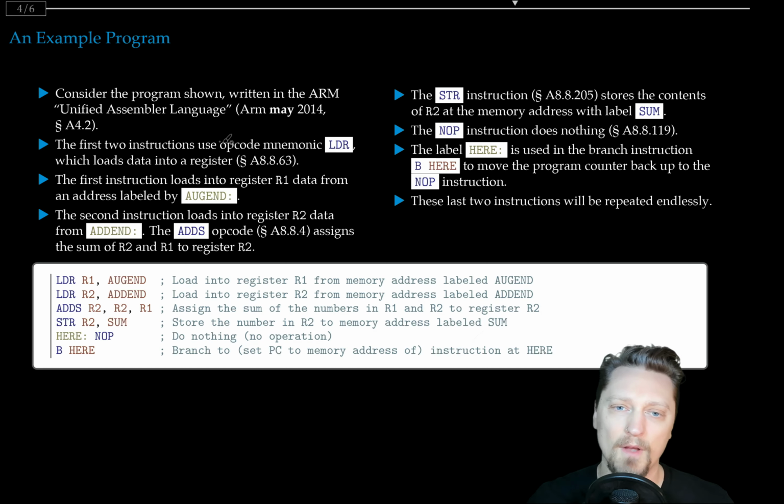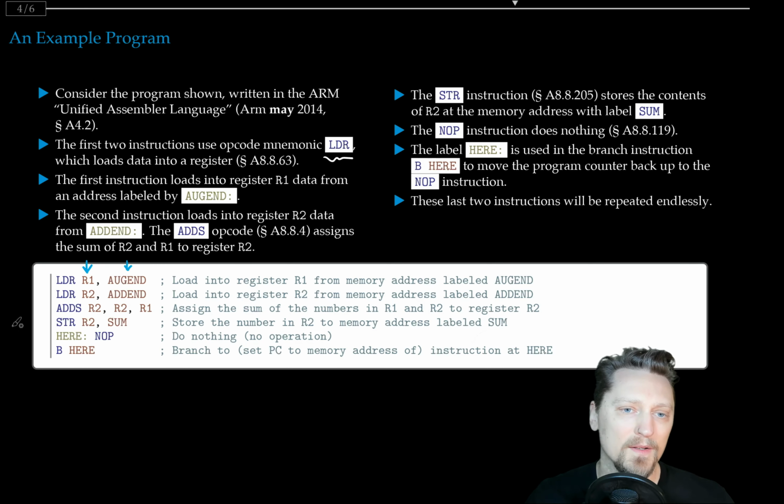The first two instructions use opcode mnemonic LDR, which loads data into a register. So load register, LDR. It loads into register R1, the first argument, from the memory address labeled augend. So you can label memory addresses, and augend is where we're going to look for this data to load into the register. We use it again, so load from addend to register 2. We're going to load data from two different addresses into registers 1 and 2.